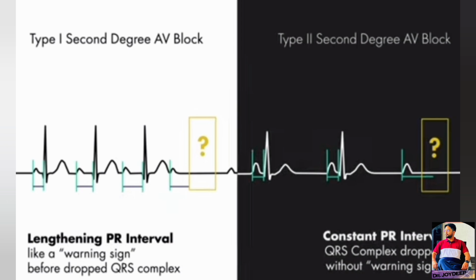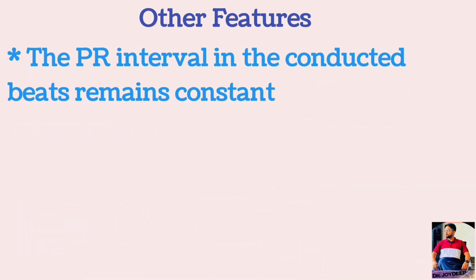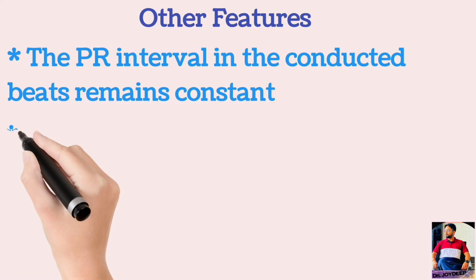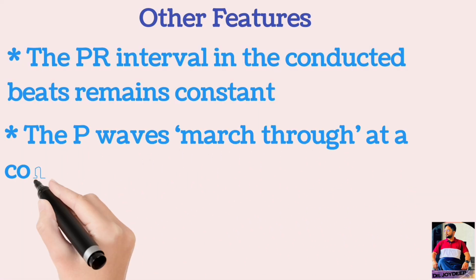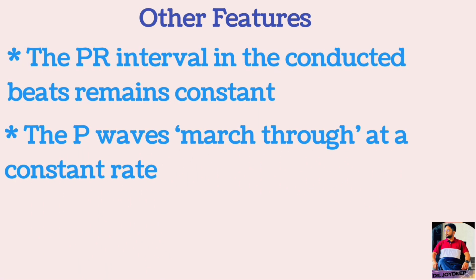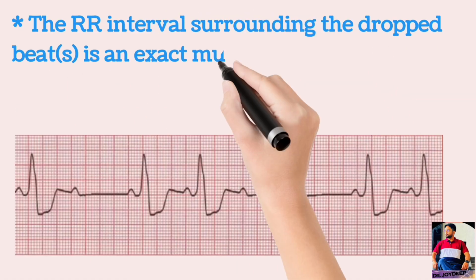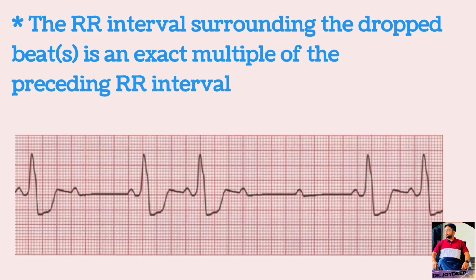That means there are dropped QRS complexes. Other features include the PR interval in the conducted beats remains constant. P waves march through at a constant rate. The RR interval surrounding the dropped beats is an exact multiple of the preceding RR interval.